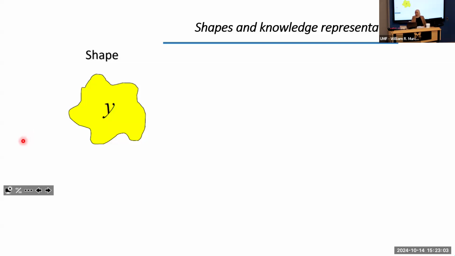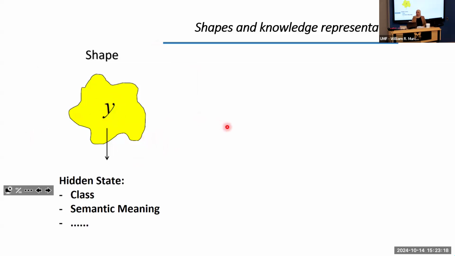Or for example, x is something, okay? So y is a given shape. It's a simple thing. So this y, which is a shape, has some hidden state or hidden characteristics, which are the class. The class means the label for this thing. For example, for that shape, the class is what? It's a chair.